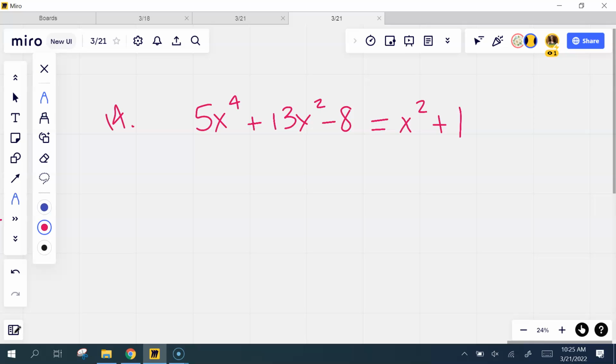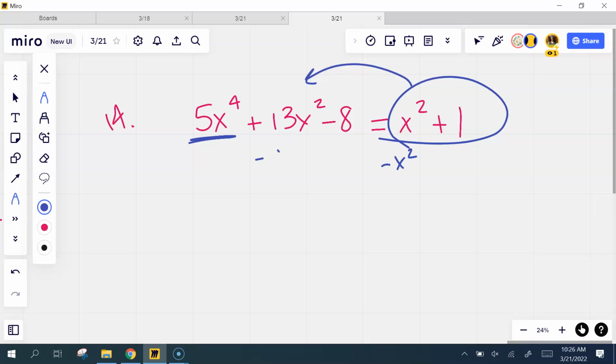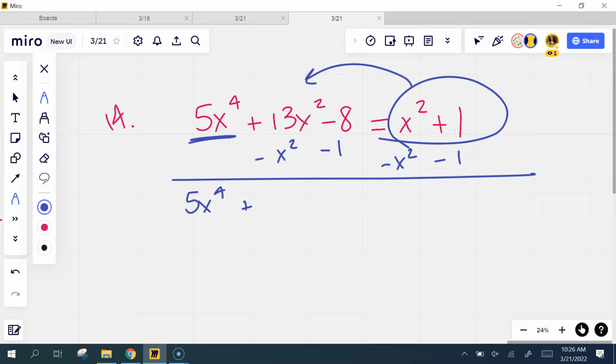Move everything. It's got to equal 0 before you start, okay? Good rule of thumb is make sure your leading coefficient stays positive. Wherever your degree term is, make sure that one stays positive. In this case, it's what? 5, and it is positive, so that means I'm going to take all of these and move to this side, okay? So that 5 stays positive. It'll make my life a little easier as I go. So I'm going to subtract x squared, and I'm going to subtract 1. 5x to the 4th plus 12x squared minus 9 equals 0.